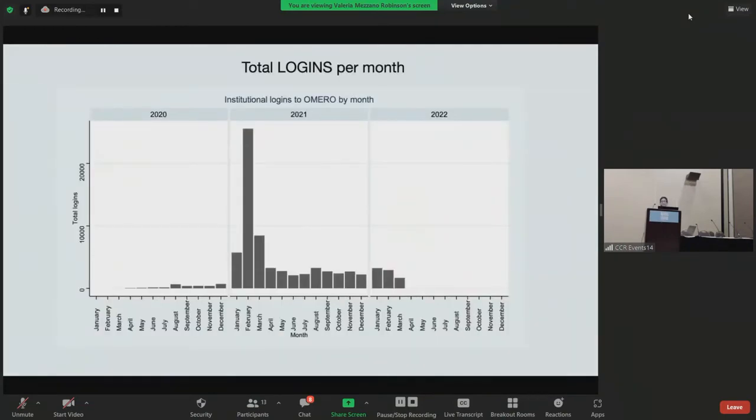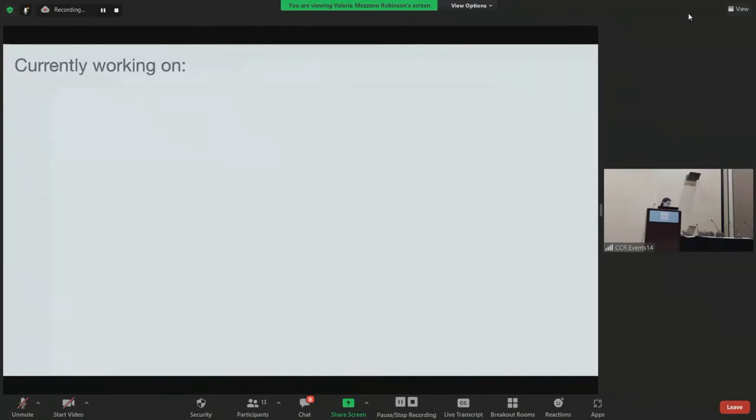And then these are the logins per month. And you'll see that in January, February, March, there were a lot of logins. Those are artificial logins because we were doing data transfers and creating a lot of groups before production. But the normal amount of logins has stabilized. And so we're happy that it does have a lot of use.